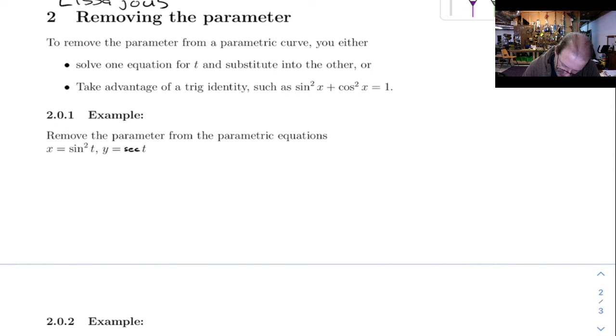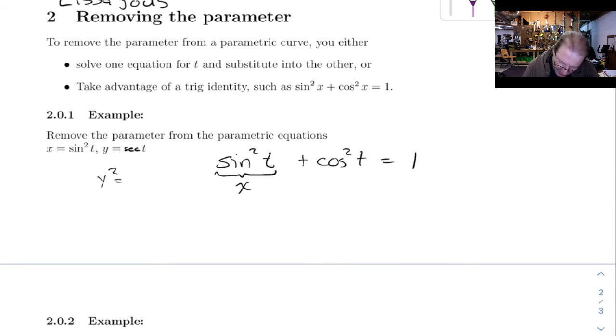So let's look at this equation. X equals sine squared t and y equals secant t. Well, we know sine squared t plus cosine squared t is 1. So I can just replace this sine squared t with x. And for the cosine squared t, if y is equal to secant t, y squared is secant squared. And now if I take the reciprocal of both sides, I get 1 over y squared equals cosine squared t.